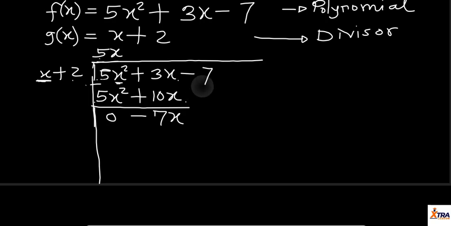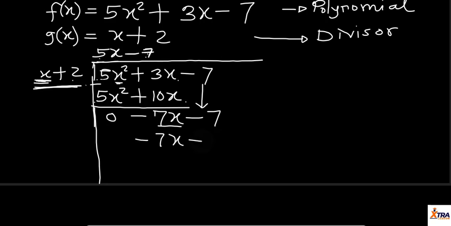Then what do I do? I bring down the minus 7 here. And then I have minus 7x minus 7. Then I do the same thing I did in the first place. I divide this first value by the first one I have here. So x in minus 7x will give me minus 7. Then I use that minus 7 to multiply everything here. So doing that, I will have minus 7 times x, I will have minus 7x. Then I have minus 7 times plus 2. That's minus 14. Now I can subtract again.